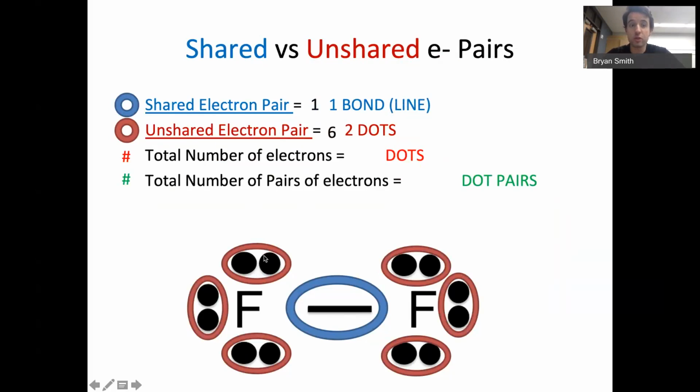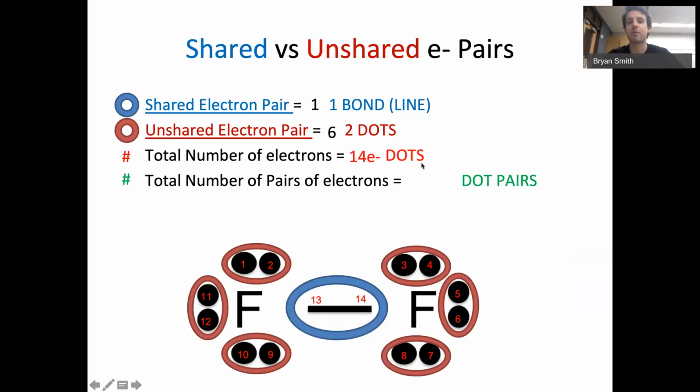Other things we'll ask you to do is to count up the total number of electrons. Now, looking at this, you might think, well, I've got a total of 12 dots, so that must mean I have 12 electrons. But don't forget, this bond right here, this line, is actually 2 dots hiding. So the total number of electrons here is actually, if you count them all up, 14.